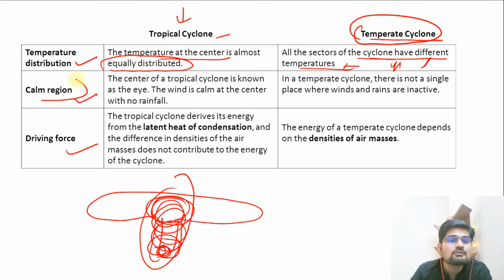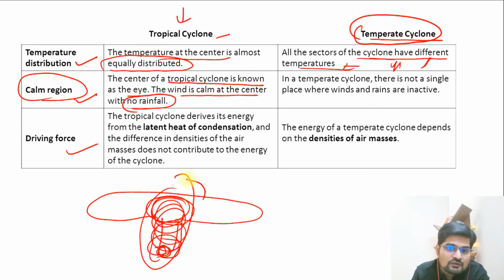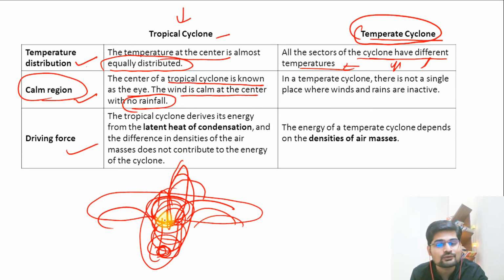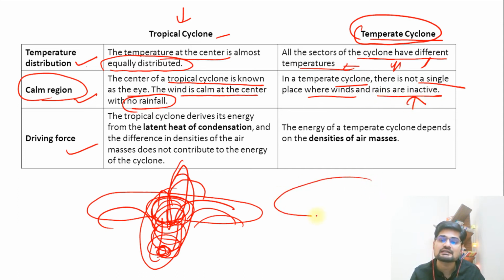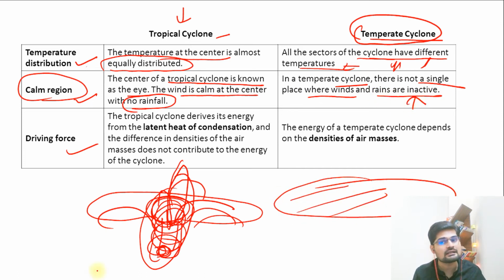Then what you have is the calm region, right? So calmness is important. The center of a tropical cyclone is known as the eye. The wind is calm at the center with no rainfall. Remember, the cold wind is subsiding here in the center and it is diverging away. So the central part is actually the calm zone, right? So this is important. And in a temperate cyclone, what happens? There is not a single place where winds and rains are inactive. So everywhere, the entire area has winds and rainfall which are active.